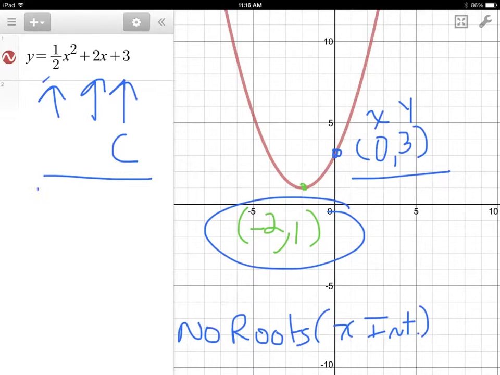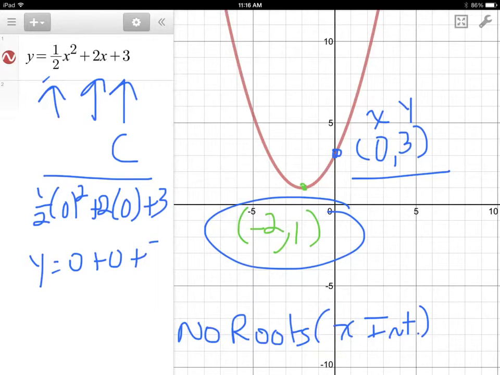Let's see how that correlates to the equation up here. So if I put in a 0 for the x, what does my y equal? y equals 0 plus 0 plus 3, so y equals 3. So it looks like in the standard form, the piece of information that you can find just by looking at the equation is the y-intercept. That's good. Let's verify that with another example.